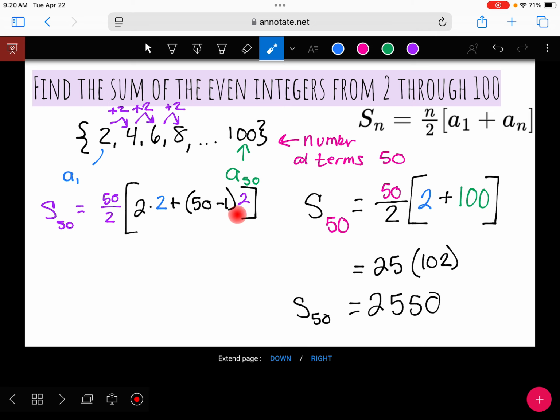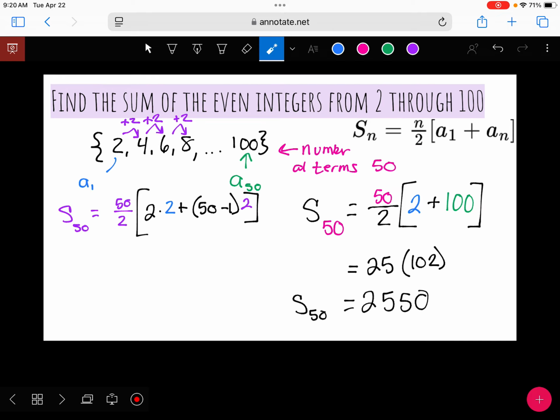So we have 2 different formulas that will work the same exact way because they're built off each other. This is probably the easier way, but this totally works.